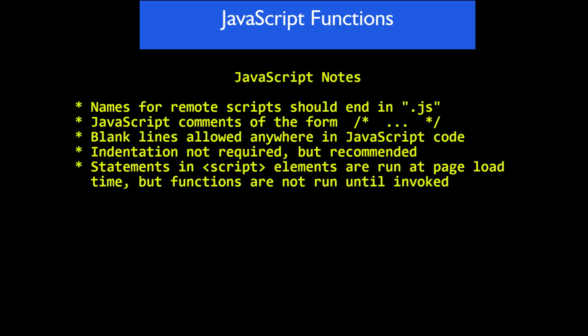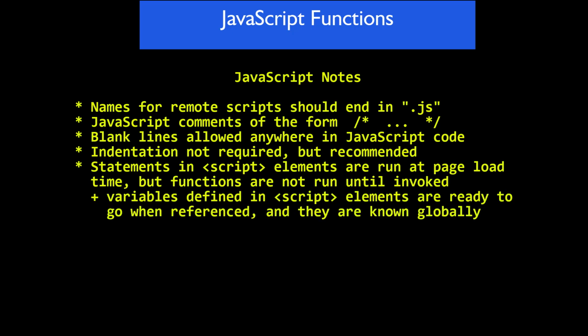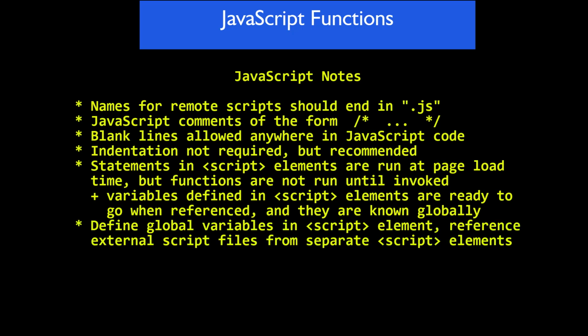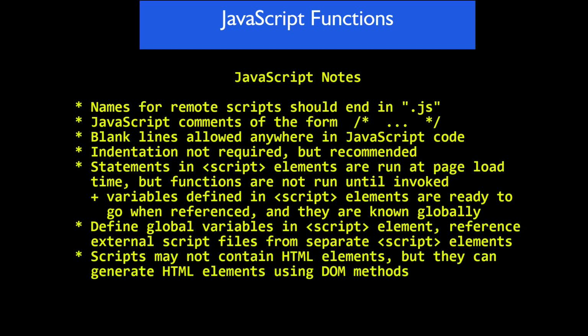Recall that statements in script elements are run at the time the page is being loaded, but functions are not run until they're explicitly invoked, usually from event handlers. So variables defined and initialized in script elements are ready to go when event handlers or functions reference them, and they're known globally, that is, throughout the whole HTML document. My personal preference is to define global variables in one script element, then reference external JavaScript files in separate script elements. Scripts may not contain HTML elements, although they can generate HTML elements using DOM methods, as we've seen.